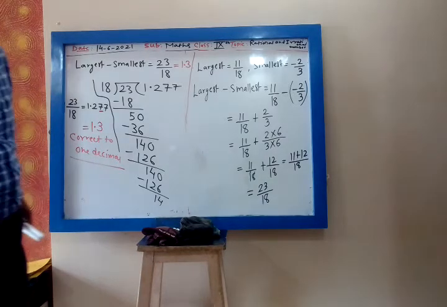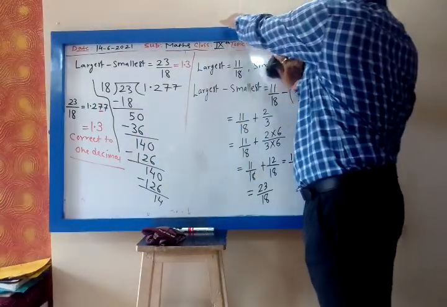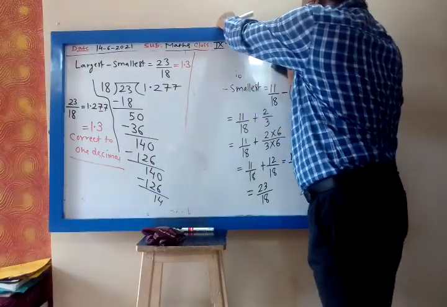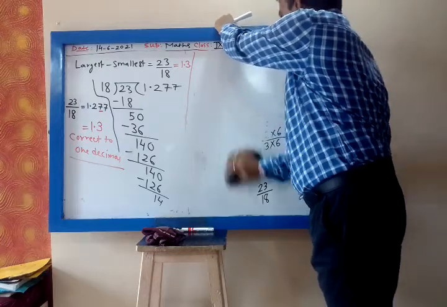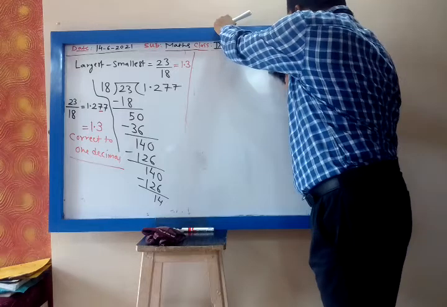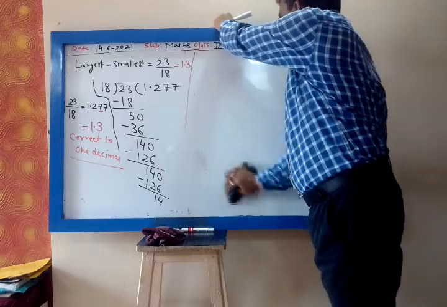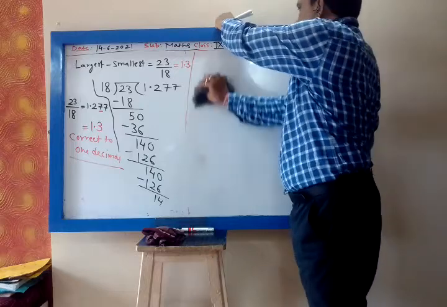Yes. Now let us go to question number 4. Question number 4 I will give you homework, but before giving homework let me explain. You have to arrange the number in descending order. Descending means bigger to smaller.